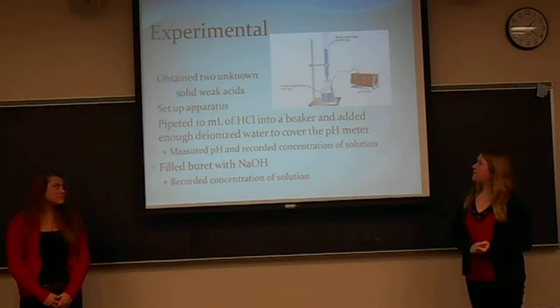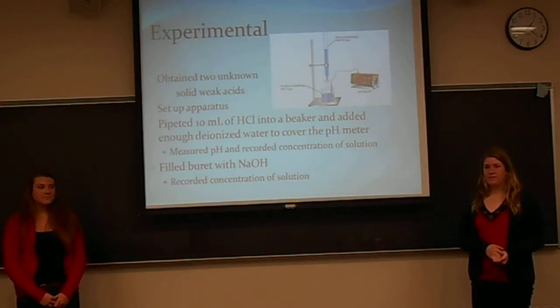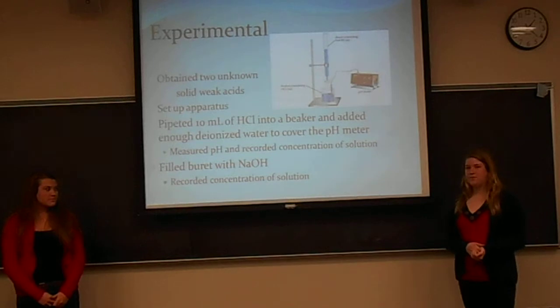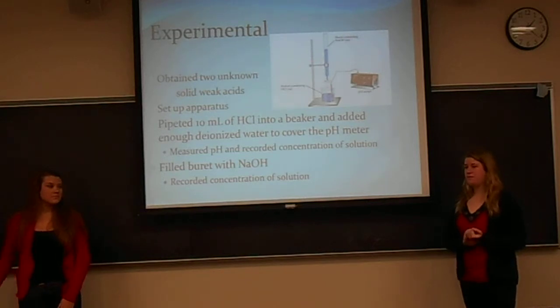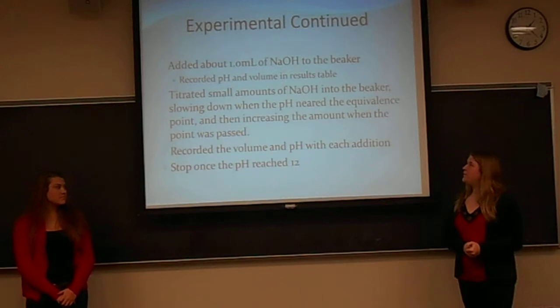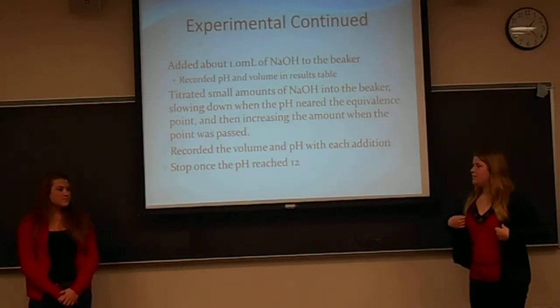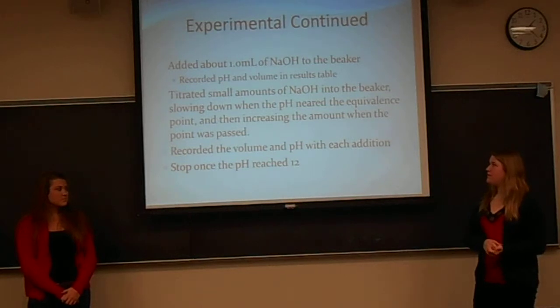For the experimental, we each started by obtaining an unknown weak acid solid. Then we set up the apparatus shown in the picture. We pipetted 10 milliliters of HCl into a beaker and added deionized water until it covered the pH electrode. We filled a burette with NaOH and recorded all the concentrations of the solution. We titrated 1 milliliter of NaOH into the beaker, and each time we titrated, we recorded the pH level and the volume in our results table.